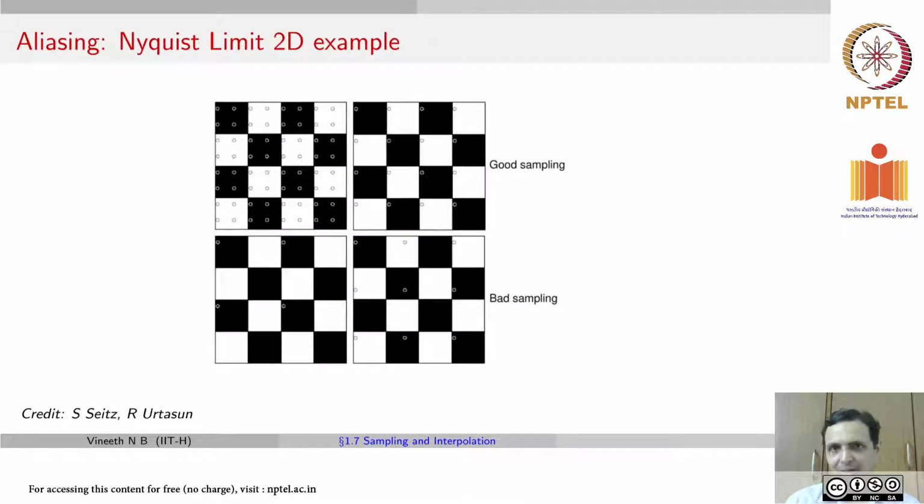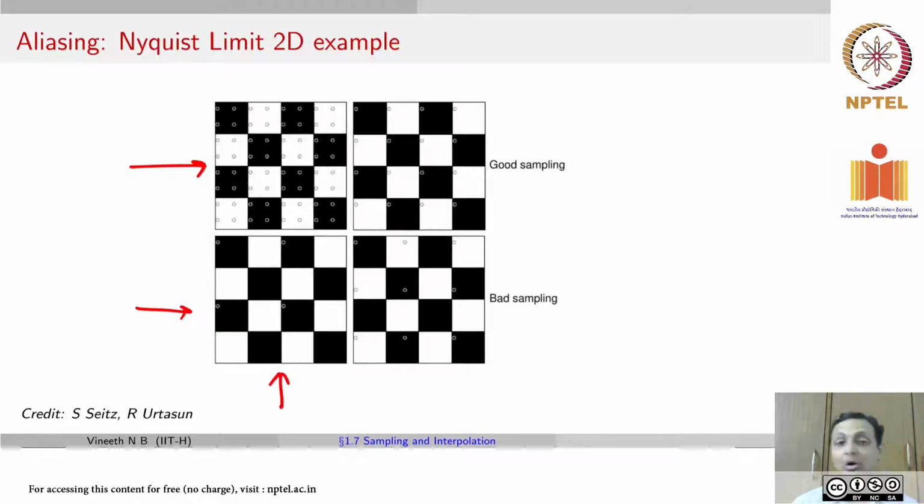Okay, a more tangible way to understand why you need to sample at twice the maximum frequency. We are not going to derive Shannon's sampling theorem here, because that's not the focus of this particular course. But let's try to intuitively understand why you need to sample at twice the maximum frequency. Let's take this example of a chessboard. So you have a chessboard here, and we argue now that the top row are two examples of good sampling practices, and the bottom row are bad sampling practices.